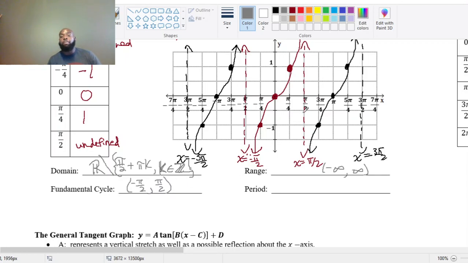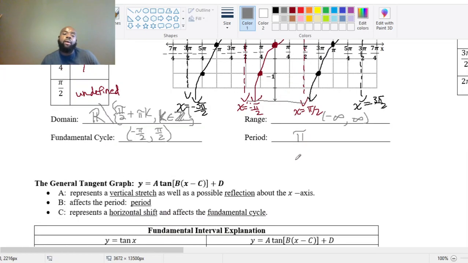And this is a periodic function, so it repeats itself. And so the period is actually the length of our fundamental cycle. And since it runs from negative pi over 2 to pi over 2, if I think about the distance here, if I subtract these two, I'm going to get pi units. And so my fundamental cycle runs from negative pi over 2 to pi over 2. My period is the length of that cycle, which is pi units.